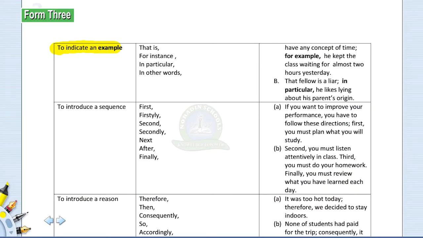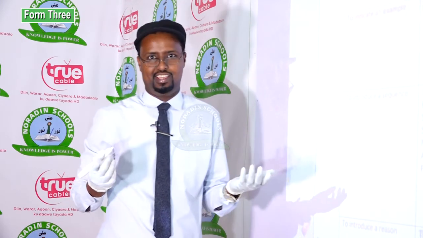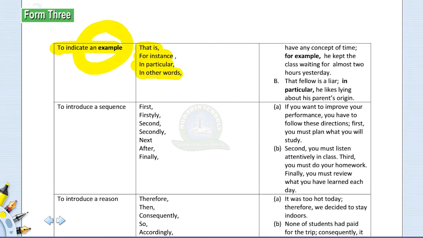You had better use these ones: that is, which is the same as for example; for instance; in particular; in other words. So why are you always repeating for example 80 times or more than 10 times? That won't be interesting. Let's take two quick examples about indicating an example. For example, he kept the class waiting for almost 2 hours yesterday. Or you say, that fellow is a liar in particular. He likes lying about his parents' origin.